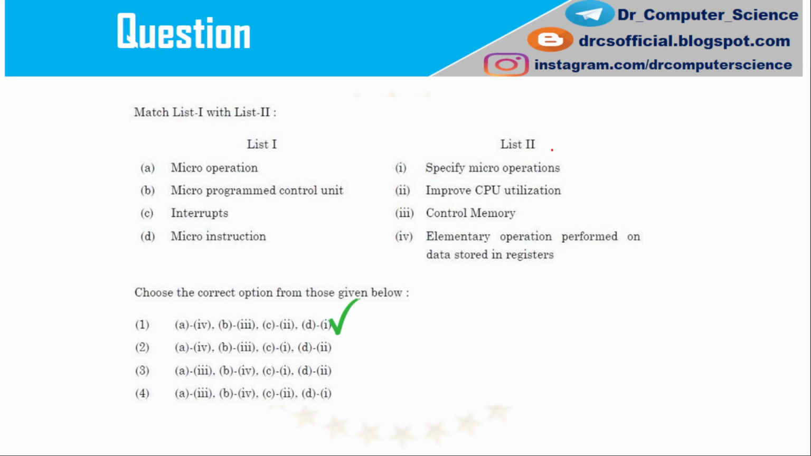So here, microoperation is related to the elementary operation performed on data stored in a register, A4, and microprogram control unit is related to control memory, B3, and interrupt is a signal related to improving CPU utilization, C2, and D, microinstruction, is referred to specifying the microoperation. So D1.